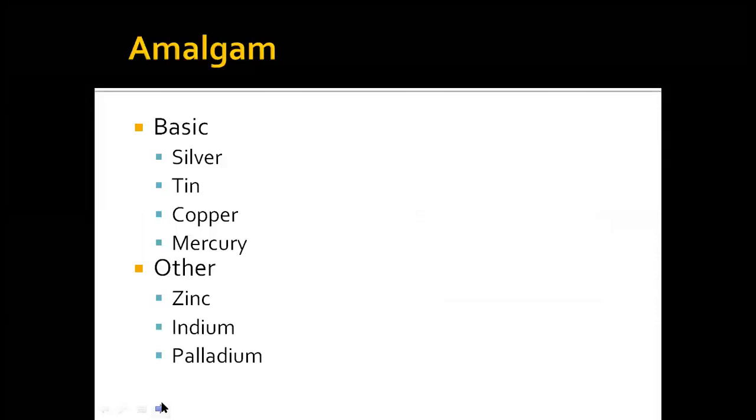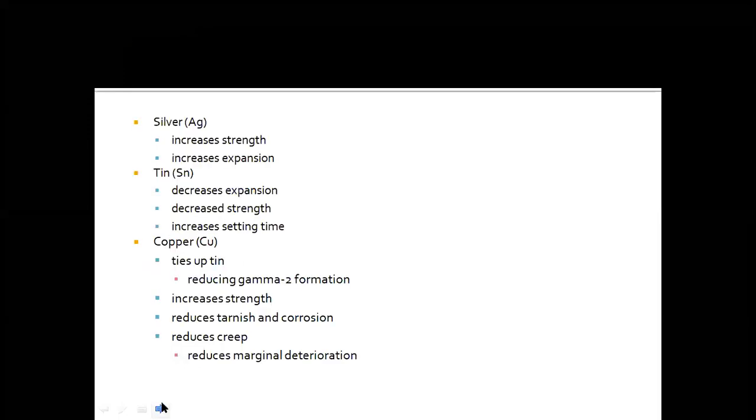Now, if you're talking about amalgam, the basic constituents are silver, tin, copper, and mercury. Silver, tin, and copper are in the alloy, and the liquid is obviously mercury. Other ingredients which can be added are zinc, indium, and palladium. What silver does is increase strength and increase expansion. Tin decreases expansion and decreases strength.